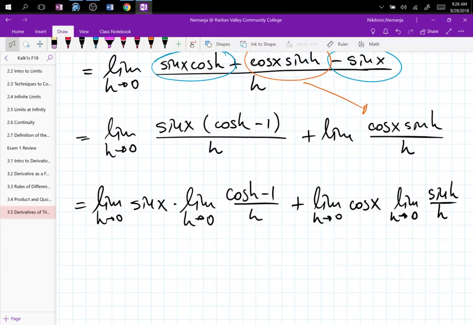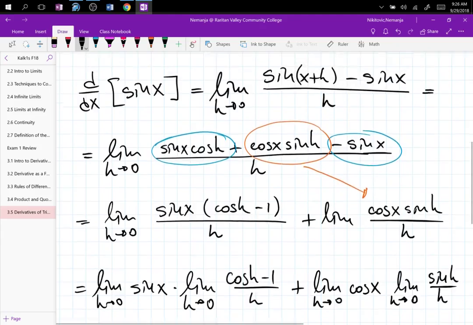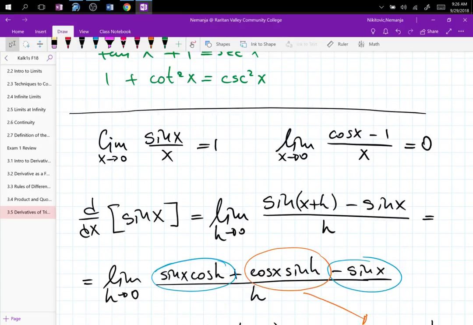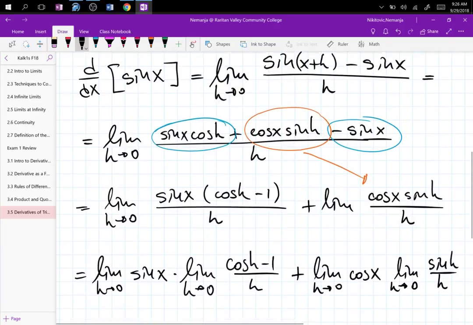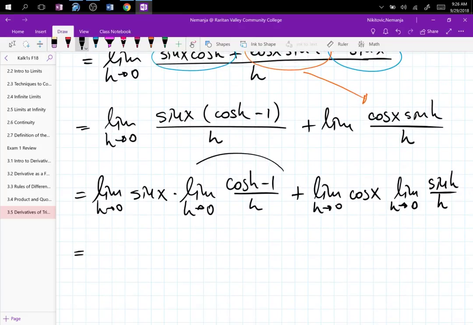So these are now the four limits that we have to solve. Two of which are the limits that I defined up there. If you take a look at these two, you will see sine h over h, and you will see cosine h minus 1 over h. So here's the cosine h minus 1 over h, and that was 0. And here's the sine one, which was 1.